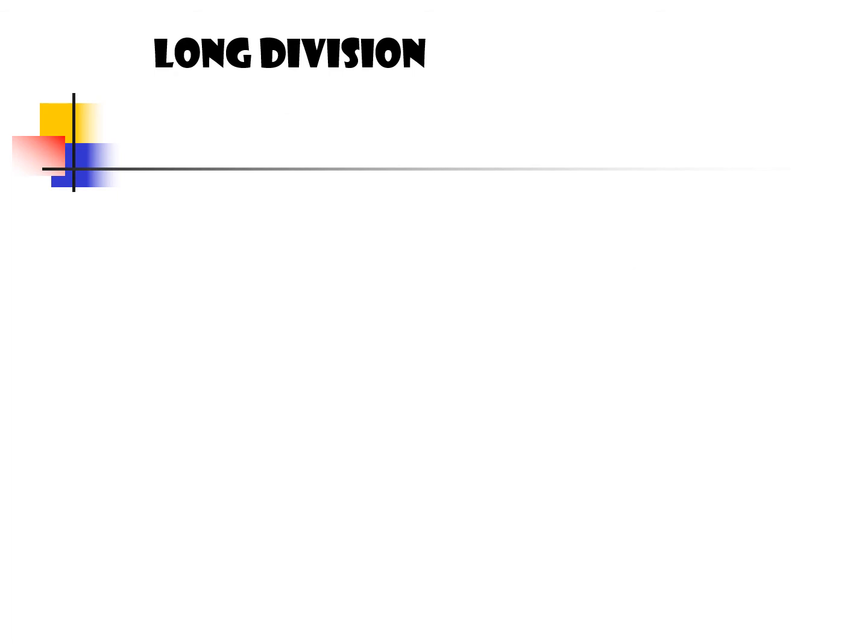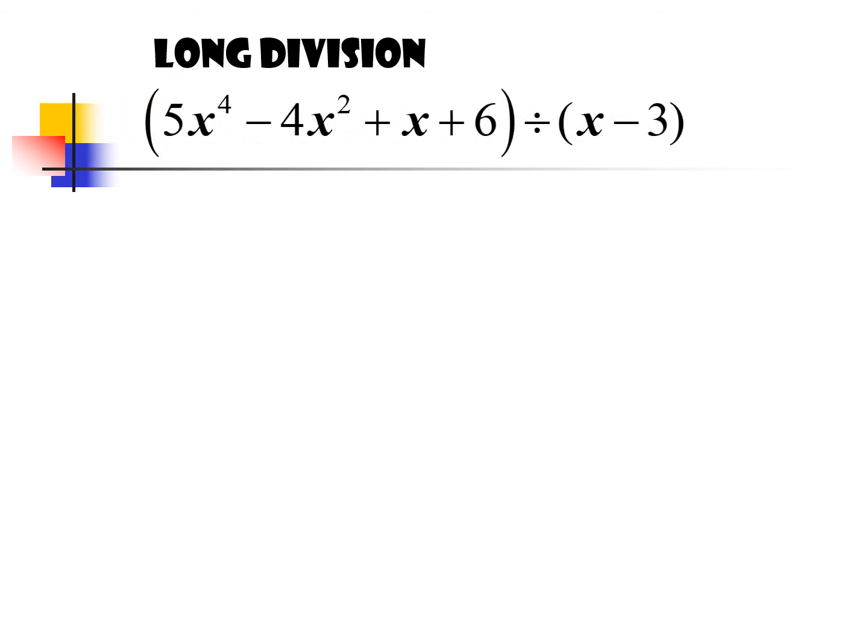Alright, so let's try to solve the same problem using a different method, and that is long division. So again, we have here the quantity of 5x to the power of 4 minus 4x squared plus x plus 6 divided by the quantity of x minus 3. So we need to maximize the space because from the term itself, it's going to be a long solution. So we draw here the long division symbol. Okay, I'm sorry for my line.